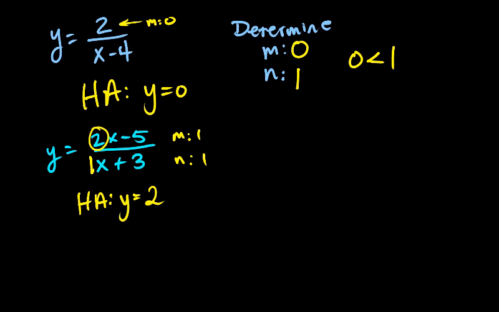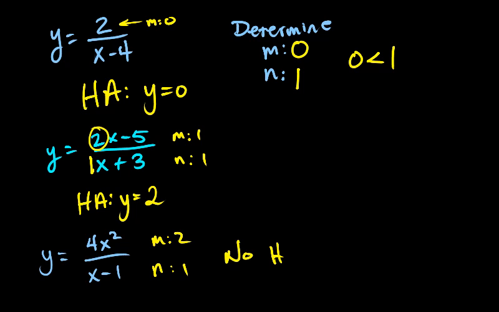And let's do one more. Make it a little crazier. So here it is, y equals 4x squared over x minus 1. And we identify the degrees of numerator and denominator. So m is 2, and n on the denominator is 1. And since the degree on top is bigger than the degree on the bottom, there is no horizontal asymptote.